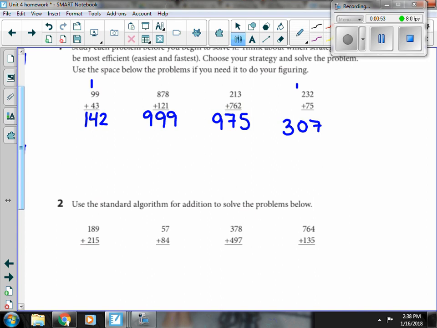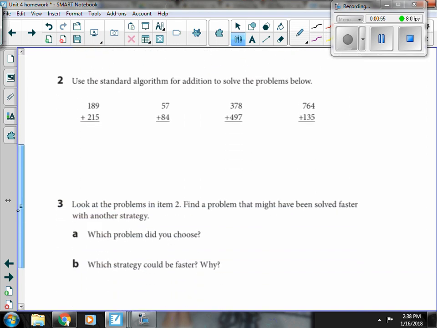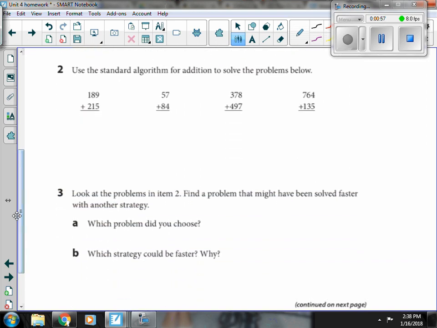Okay. At the bottom where it says standard algorithm, again, you can do whatever you want, but really in class we've just been practicing the standard algorithm, so I'm going to keep doing it that way. 9 plus 5 is 14. 8 plus 1 is 9, plus 1 is 10. And then 1 plus 1 is 2, plus 2 is 4.